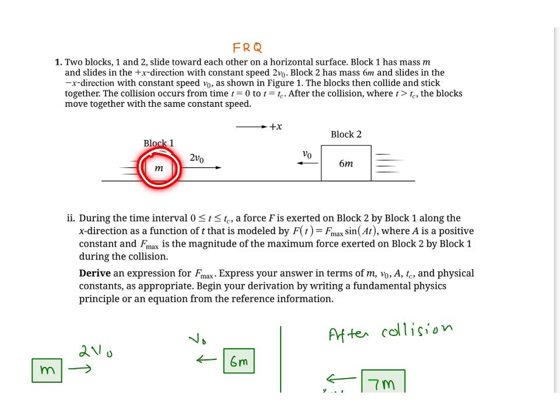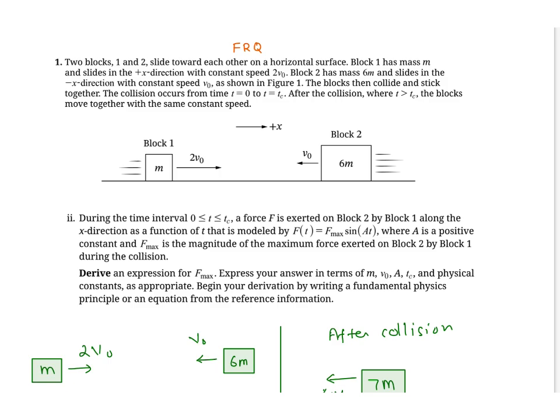Block A, when it collides with block B, exerts a force on block B given by the expression F(t) = Fmax sin(at). The collision takes place between time t = 0 and time t = Tc. So we have to find this Fmax.